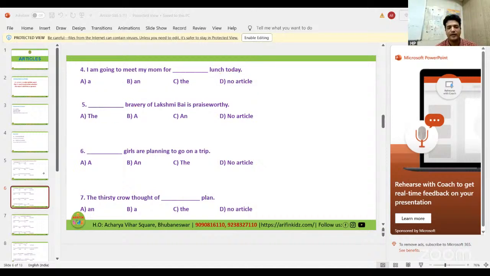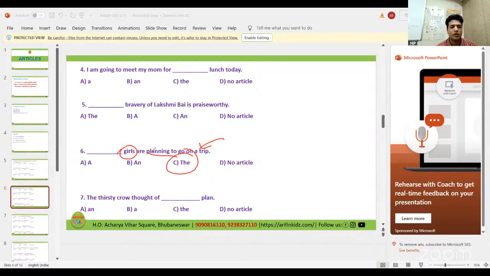Dash girls are planning to go on a trip. What will be the answer? Now, look at the sentence: girls who are planning to go on a trip. We're not talking about girls in general. We're talking about girls in a particular manner. So the answer is: the girls are planning to go on a trip. It pinpoints a particular section of girls.